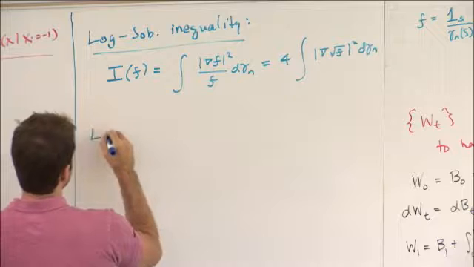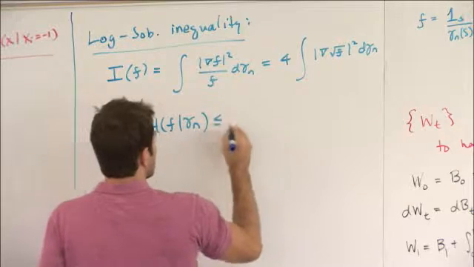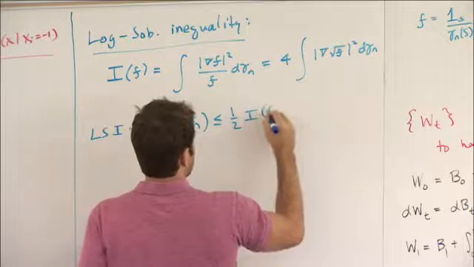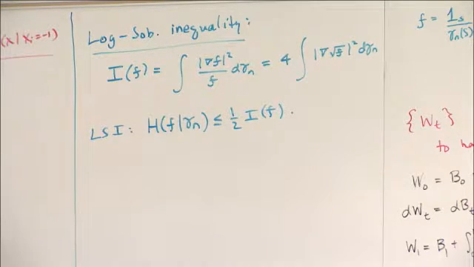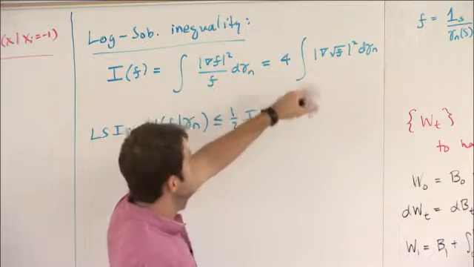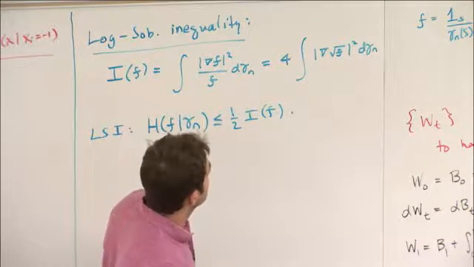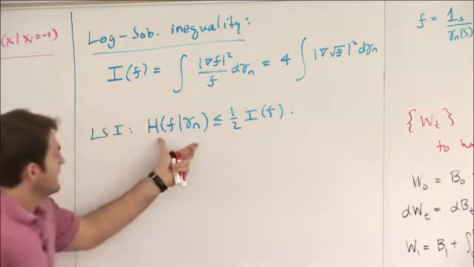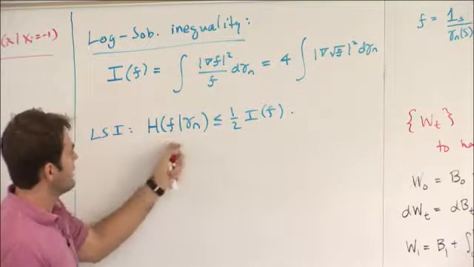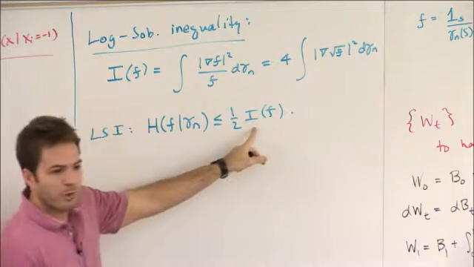And then the log-Sobolev inequality is just the following. The relative entropy of f with respect to the Gaussian measure is at most 1/2 the Fisher information of f. So it tells you that if the surface area of a set is not too big, then the set has to be fairly flat. In general, it relates the global ability of f to be different from the Gaussian measure to some local property of f.